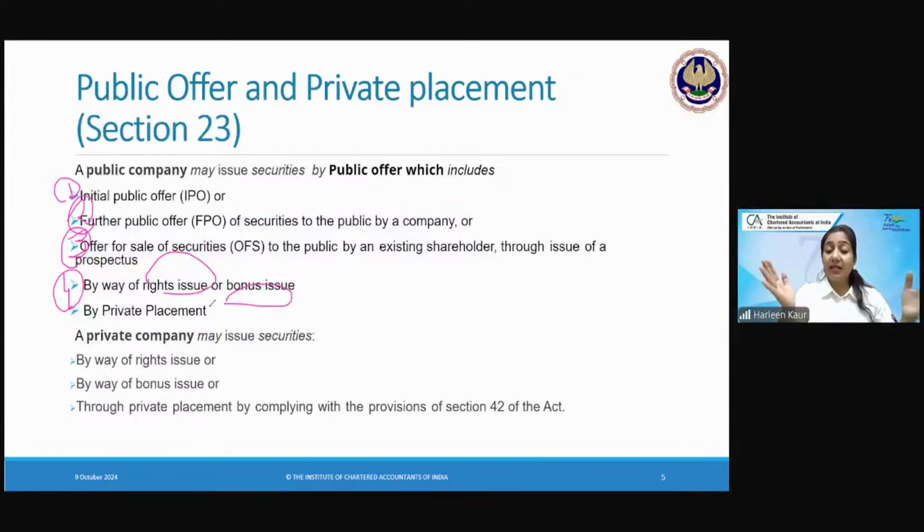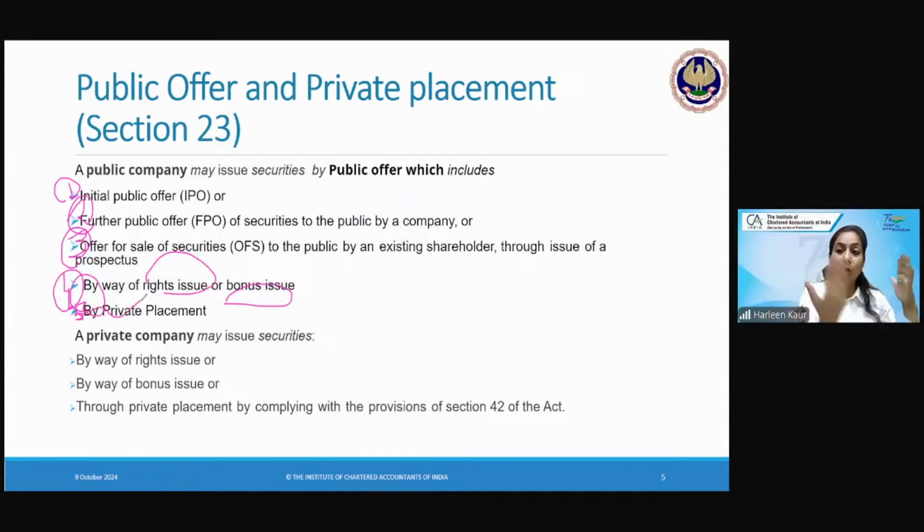And in case the company has a lot of accumulated profit, it tries to issue free bonus shares to its employees. So bonus shares and rights shares, when we do chapter number 4, share capital and debentures, there we will discuss in detail how the rights issue comes, how the renunciation of rights happens, how the bonus shares are given. But as of now, a public company can raise money by way of rights issue or by way of bonuses. And the fifth method is by private placement.